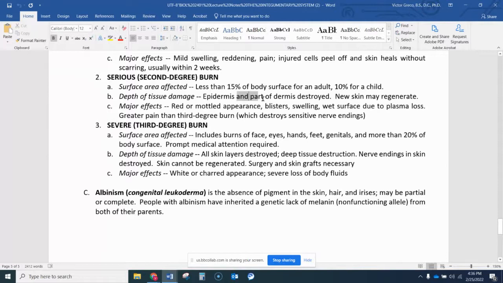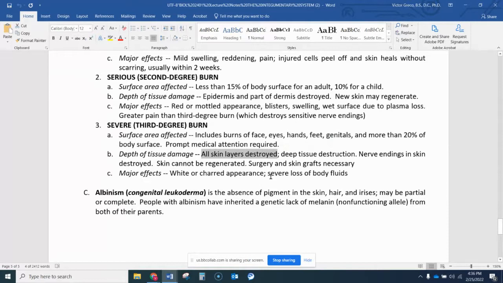Yeah, so the key word here is part of the dermis. And then in a severe burn, which we call a third degree burn, as you can see, the depth of tissue damage is all skin layers destroyed. So the epidermis and the dermis are totally penetrated through by the burn. So it's in underlying tissue, the hypodermis, or even further, right? That's a third degree burn.